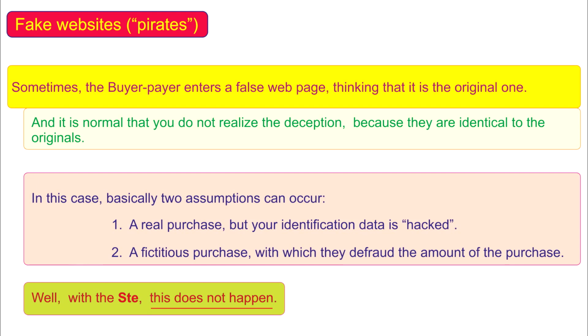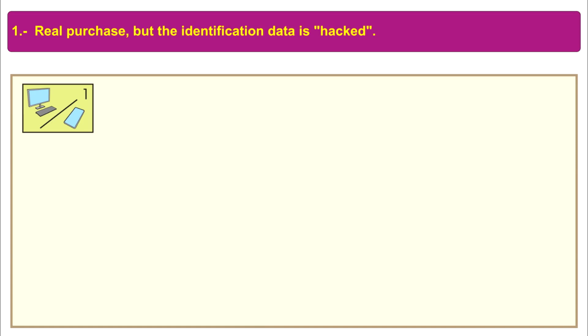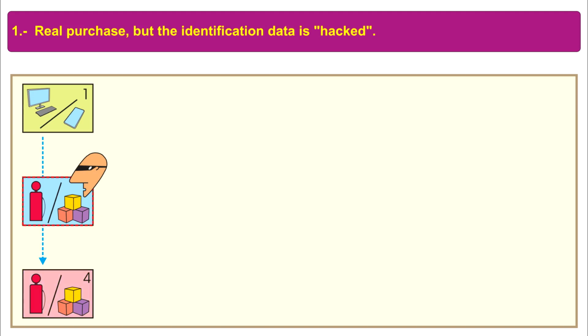Well, with the STE, this does not happen. 1. Real purchase, but the identification data is hacked. The buyer-payer 1 enters a pirate website thinking it is the original. This website is inserted between the buyer-payer 1 and the seller's website 4, so that the buyer-payer makes the purchase, not directly, but through the pirate website.